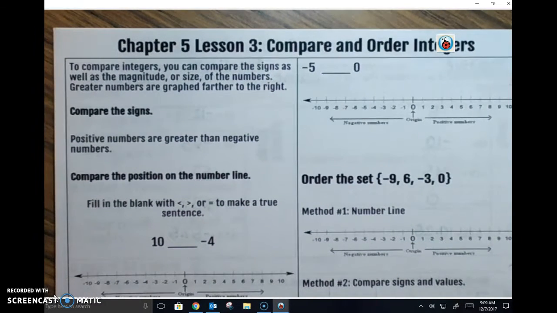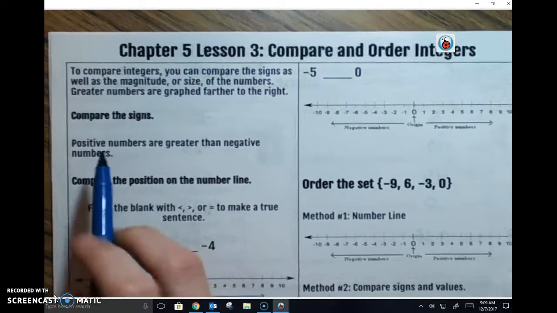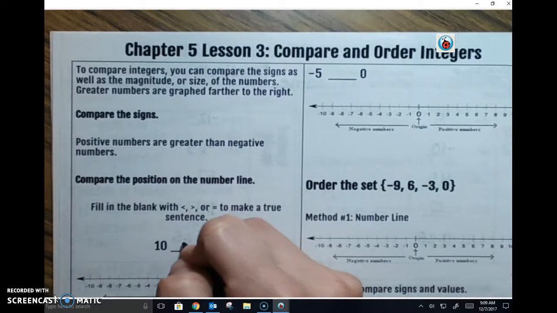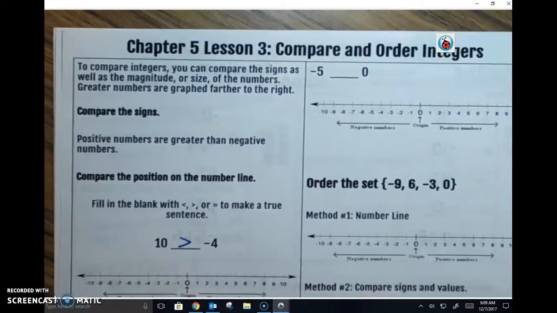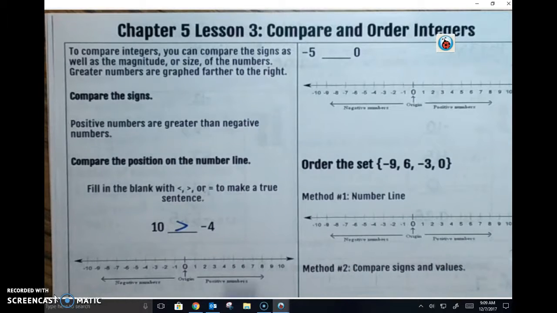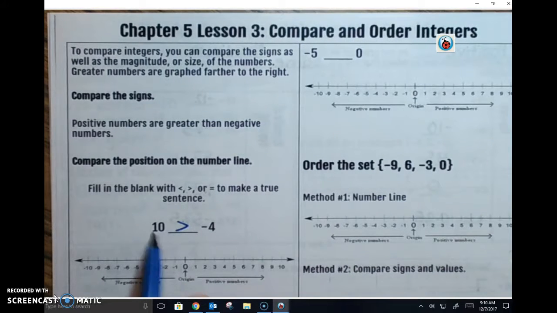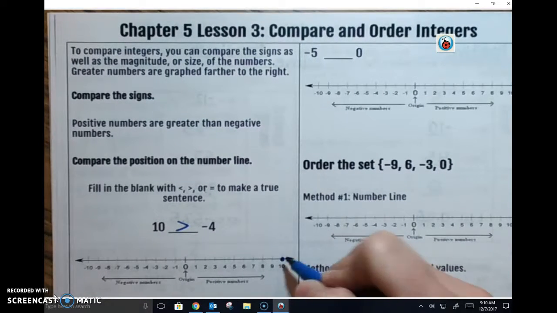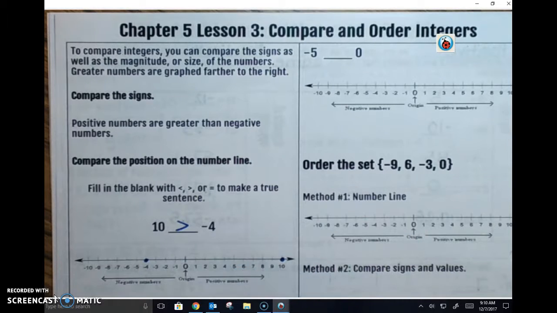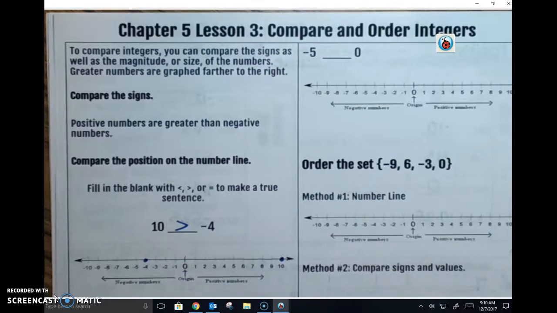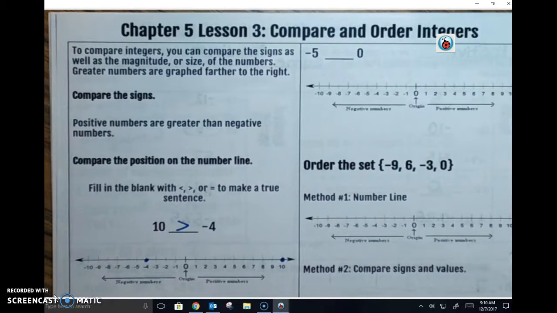So we have 10 and negative 4. If we look at that right away and compare the signs, we know that 10 is greater than negative 4. But if you ever have any doubts, you're just going to come over here and put the dots on a line. So 10 is graphed at 10 and negative 4 is over here. Since 10 is farther to the right, that number is greater. So 10 is greater than negative 4.